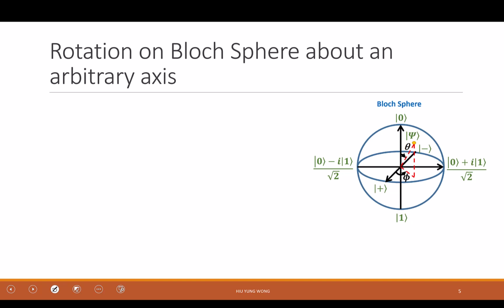a magnetic field in the X, Y, and Z direction. Do you remember? What is the expectation value? It's just the projection of the state onto that axis, right? And last time we also talked about the general direction when you apply the magnetic field to it, right?